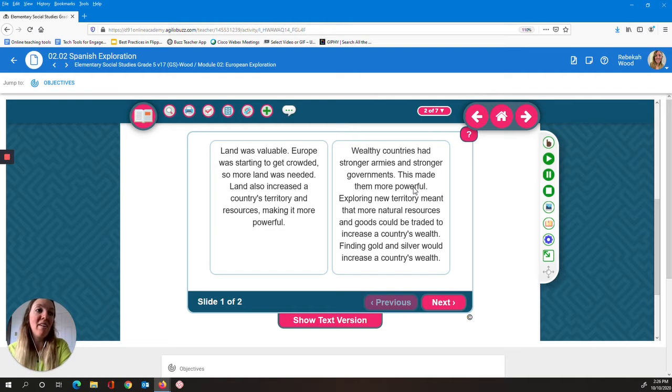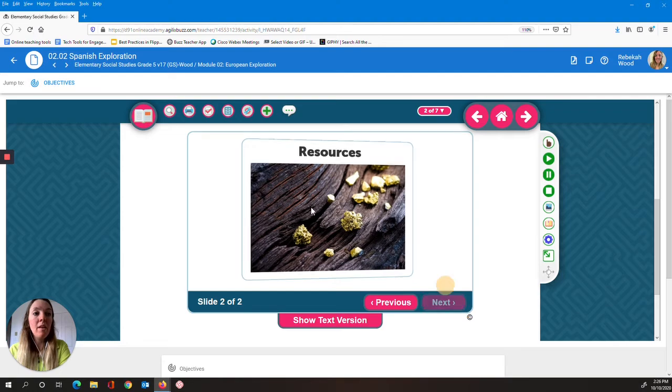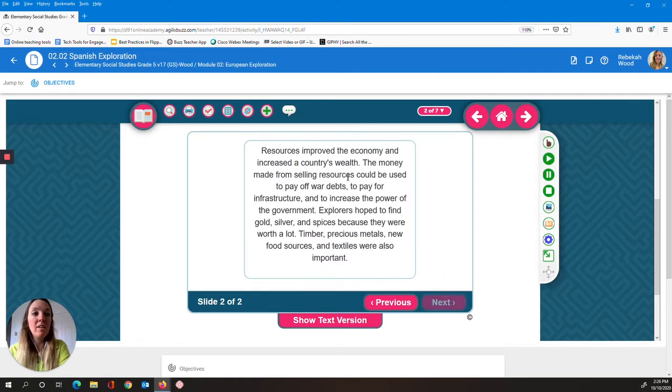Wealth. At this time there were a lot of people who wanted wealth and power, and so exploring over to a new land was a way to do that. They also thought, if we can explore this new land, we can find gold and silver and natural resources that can bring wealth back to our country of Spain. And in resources, going and finding timber, metals, gold, silver, spices, food sources that were different from Spain so that they could trade and make wealth that way.